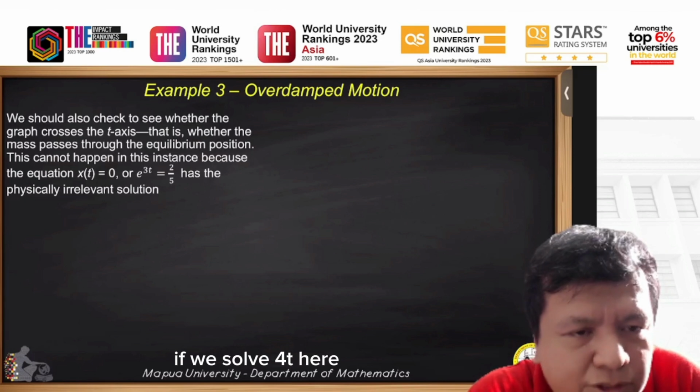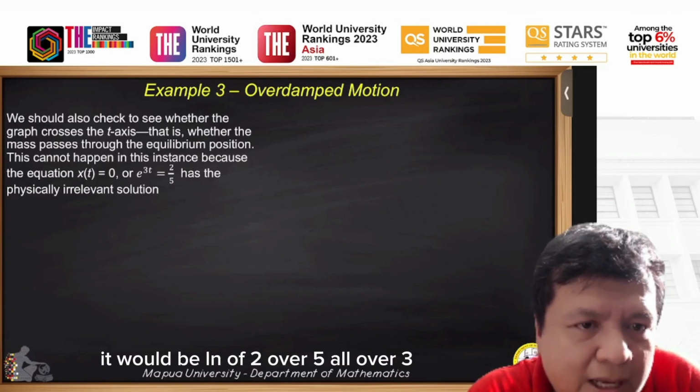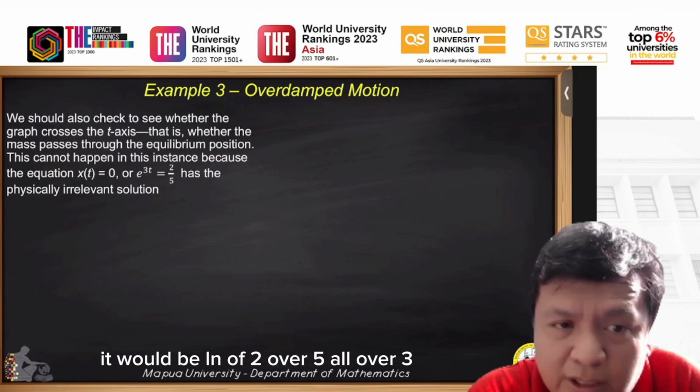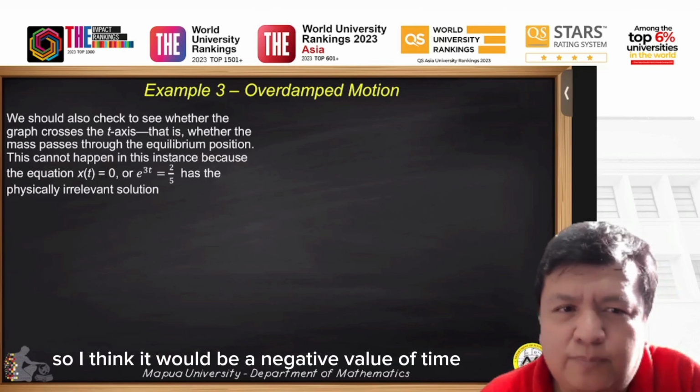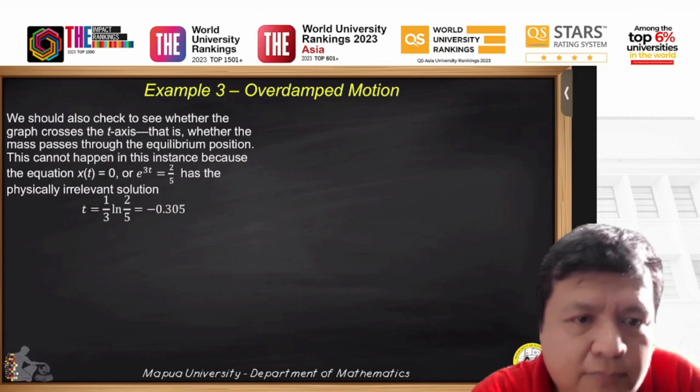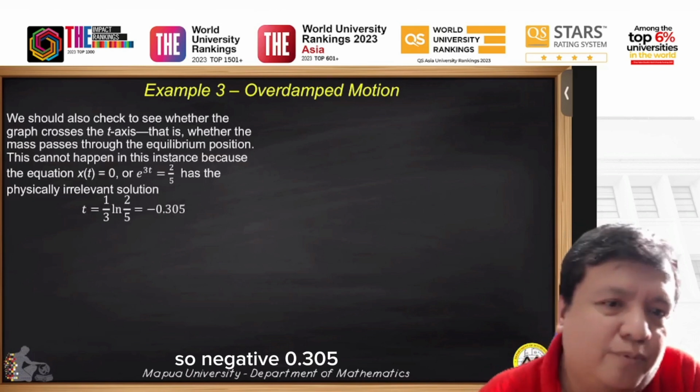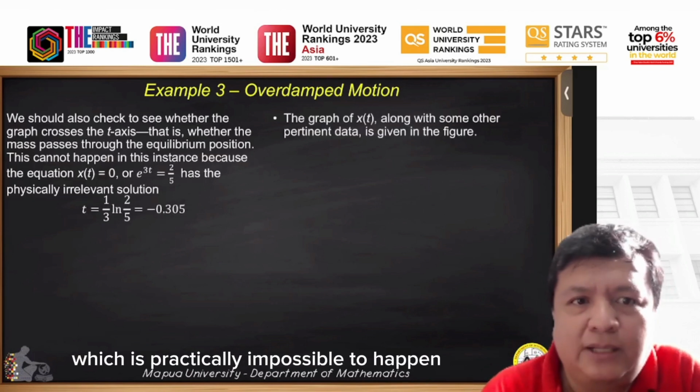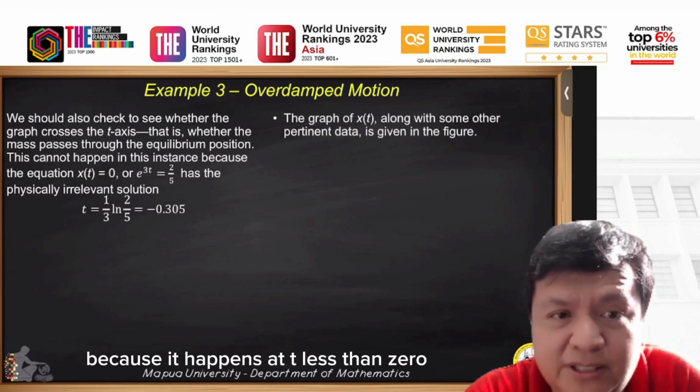So if we solve for t here, it would be ln of 2 over 5 all over 3. So I think it would be a negative value of time, negative 0.305, which is practically impossible to happen because it happens at t less than 0.